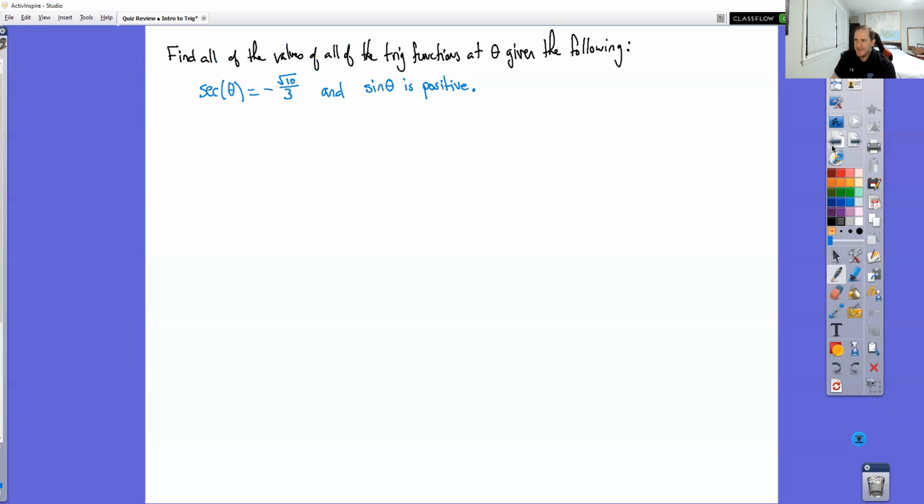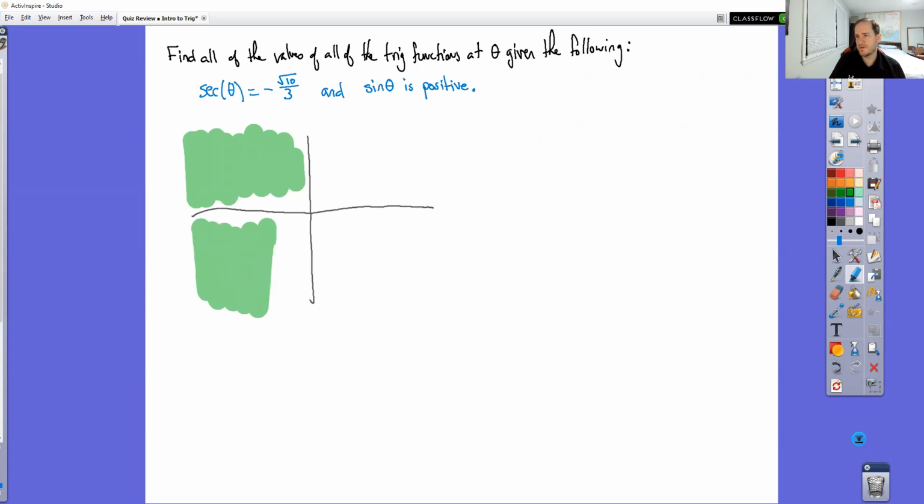All right, I think I did this in class, but guess what? I actually did a kind of crappy job. So I'm gonna do it again. First of all, figure out what quadrant you're in. Secant being negative, secant reciprocal cosine, cosine x values, where are negative x values? Quadrant 2 and quadrant 3. So I know my angle is in quadrant 2 or 3.